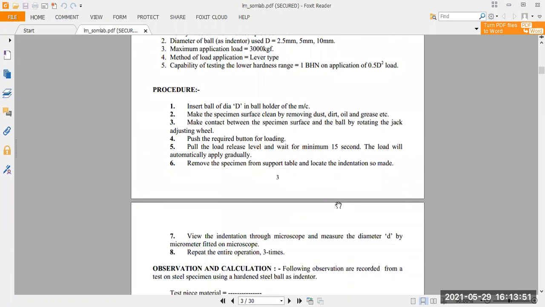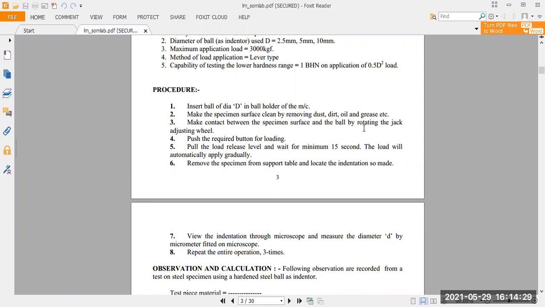So what are they doing in the procedure? First, insert the ball of the indenter in the ball holder of the machine. Make the specimen surface clean by removing all the dust, rust, oil and grease, etc. Make contact between the specimen surface and the ball by rotating the jack adjusting wheel. So here you also move up the specimen kept over the platform, and bring it into contact with the ball by rotating the jack handle.